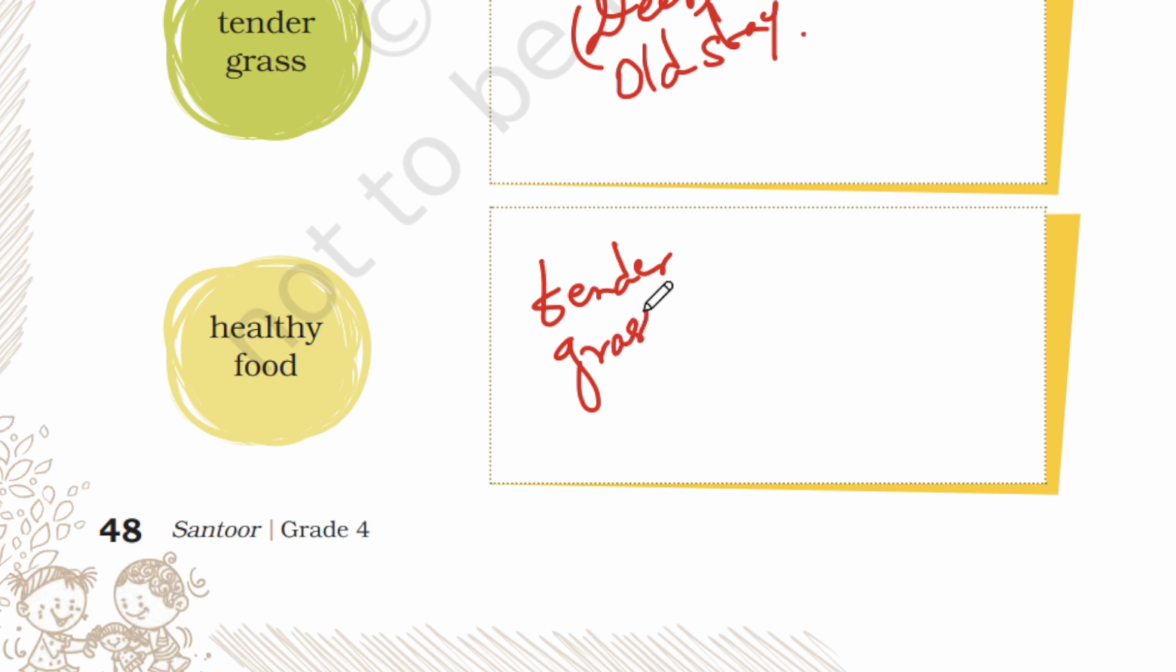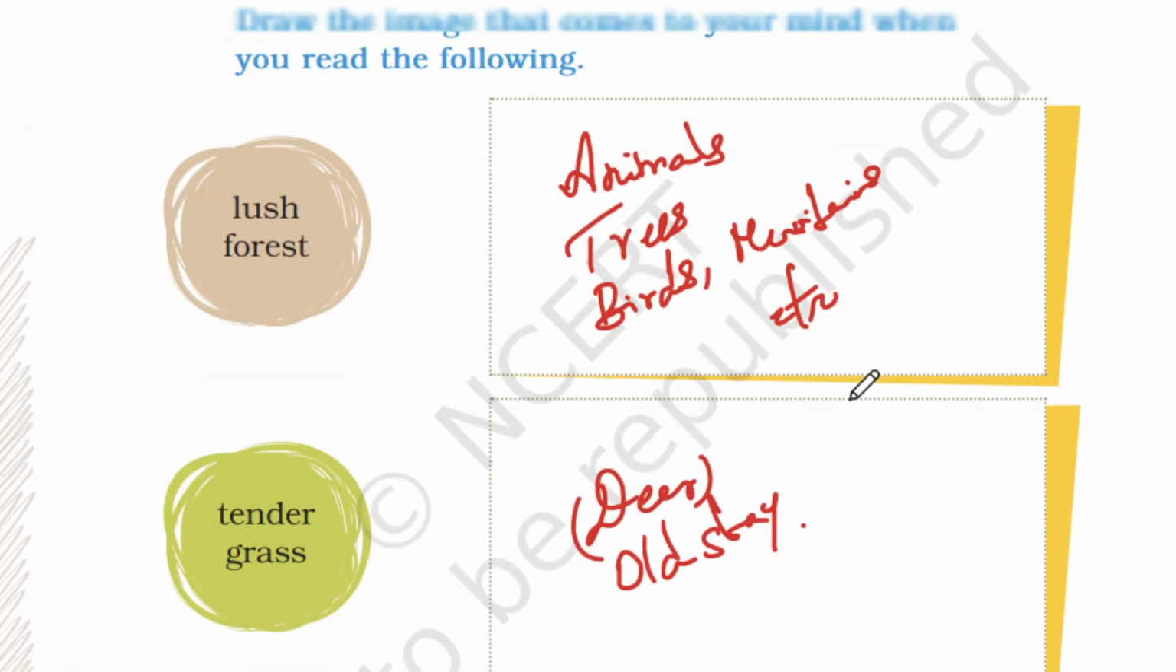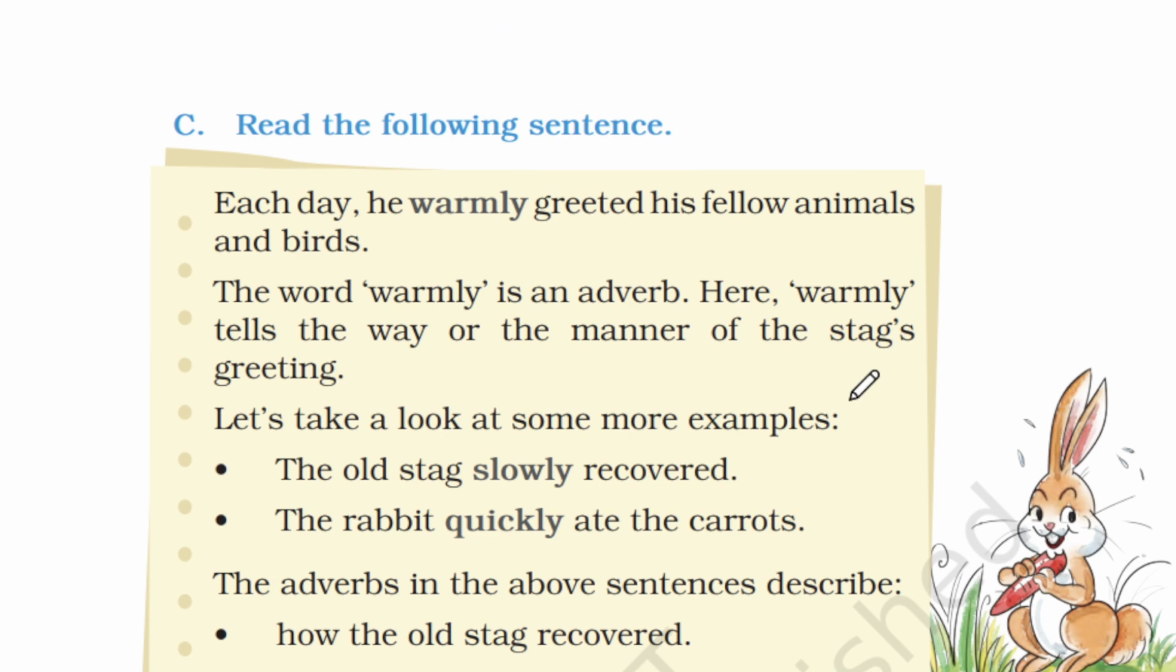And whatever healthy foods we see, we saw a squirrel, a rabbit eating a carrot, and we saw a squirrel holding a nut. So anything you can draw here. Okay. Next, read the following sentence. Each day he warmly greeted his fellow animals and birds. So warmly is an adverb. Here warmly tells the way, the manner in which the stag greets.